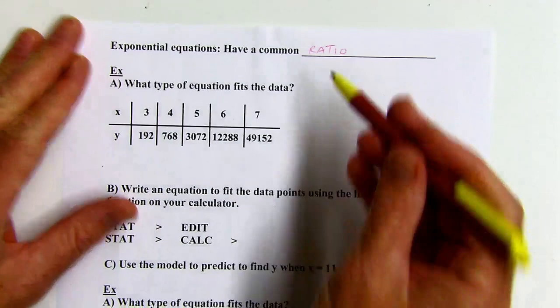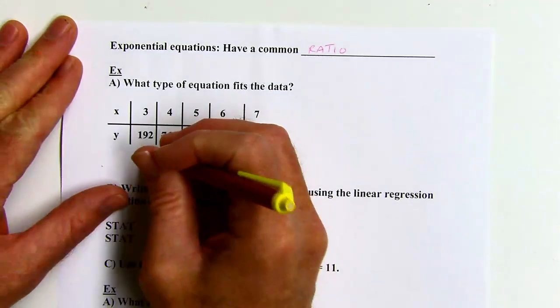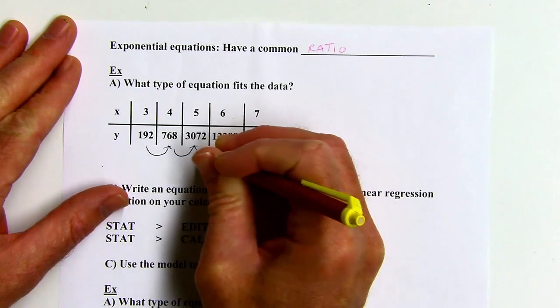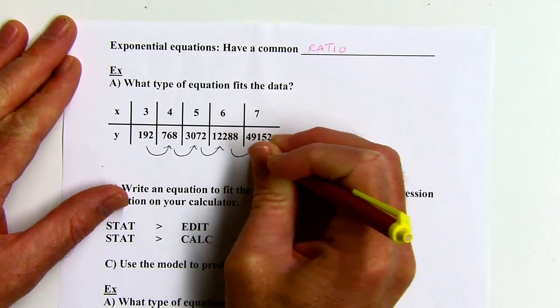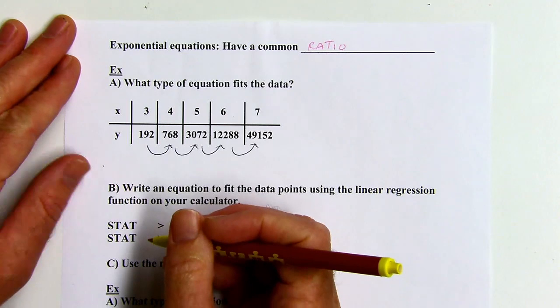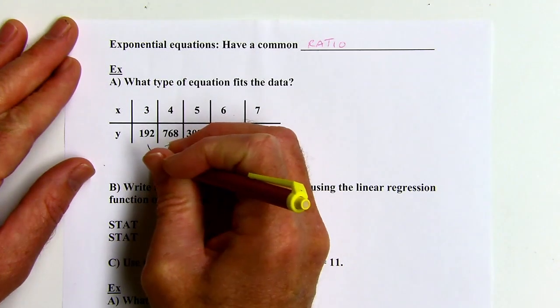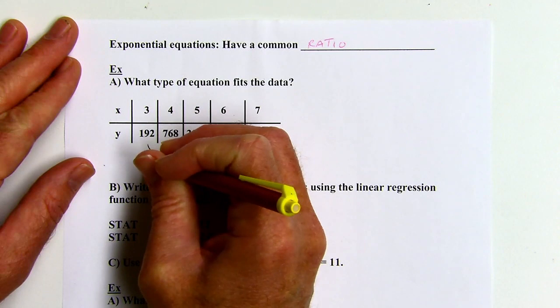So instead of a common difference, if you're having trouble finding a common difference, you can check to see if you've got a common ratio. And the ratio is whatever we'd be multiplying by to get from term to term. Okay, so let's think about this.